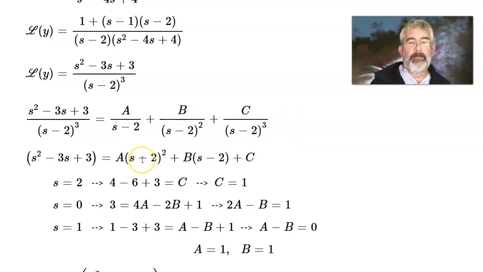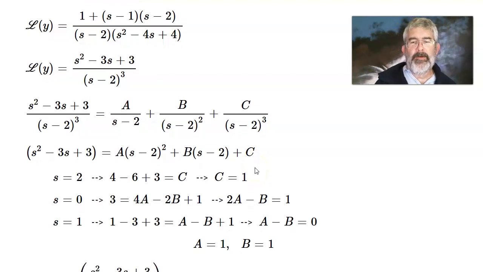If I now multiply both sides by that denominator right there, then the left-hand side is this, and the right-hand side, in this case, one of the s minus 2's would cancel out, leaving A times s minus 2 squared, and this one, 2 of the s minus 2's would cancel out, leaving B times s minus 2, and on this one, all 3 of them cancel out, leaving just the plus C.